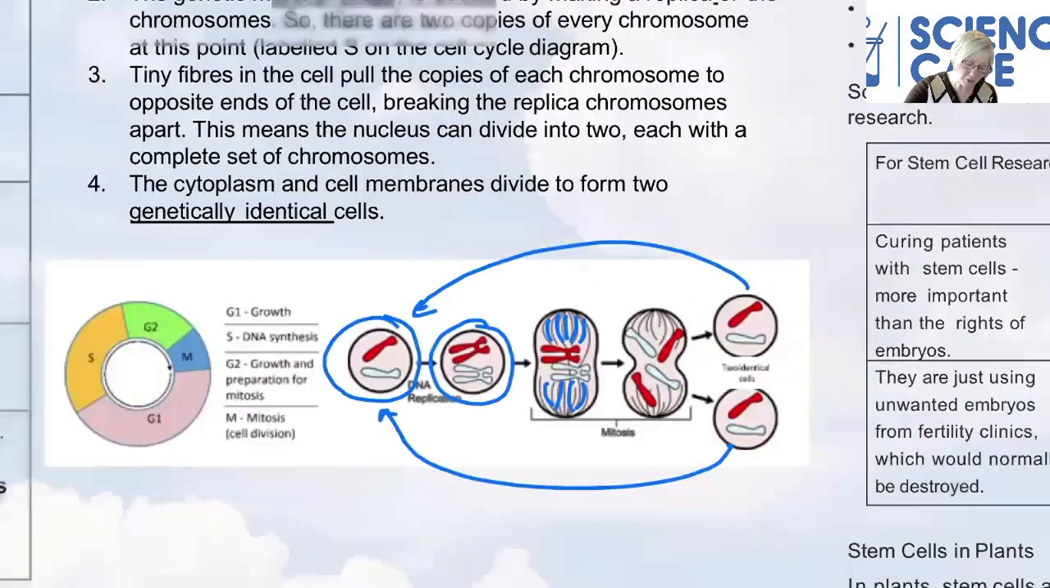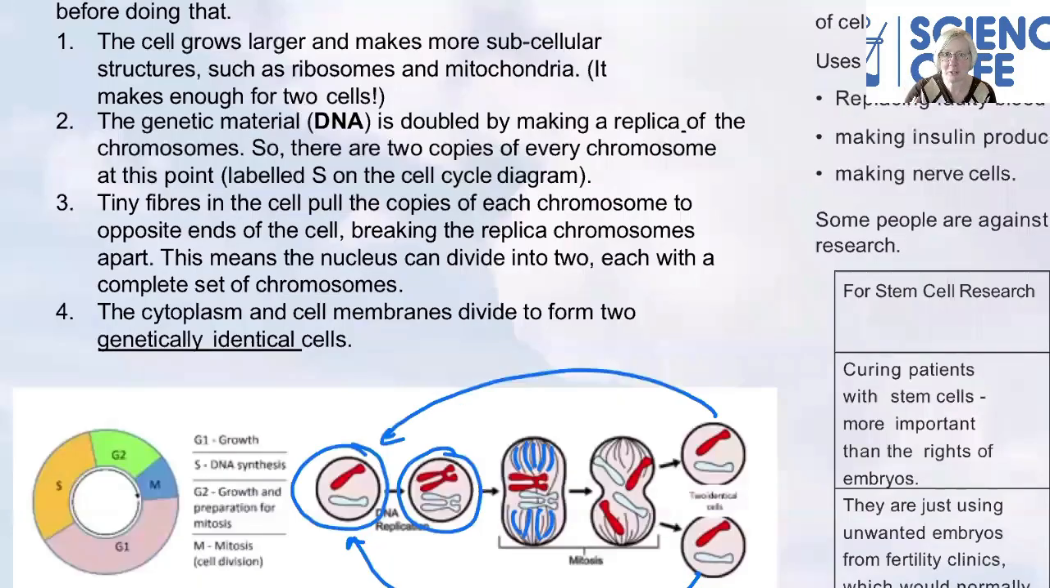Okay, so we've got this cell cycle, we've got this process of mitosis, and this is how we grow and repair. So if I cut my finger, this is how I'm going to make those new skin cells to replace those cells. And cells get worn out, just like we do. So we're constantly needing to replace cells.